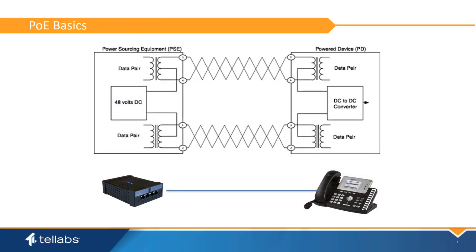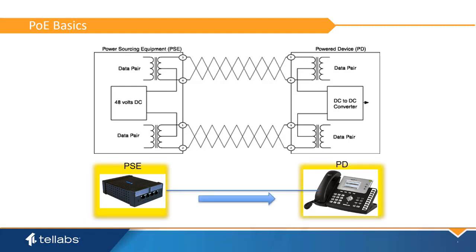PoE is a 48-volt DC power source that travels over the Ethernet circuit from the power source equipment, or PSE, to the power device, or PD. In Tellabs Optical LAN, the ONT is the power source equipment. PoE is transparent to the Ethernet link. It travels on a phantom circuit through the center tap of the transformers over the data pairs. Since Ethernet is AC, PoE does not affect the Ethernet traffic.